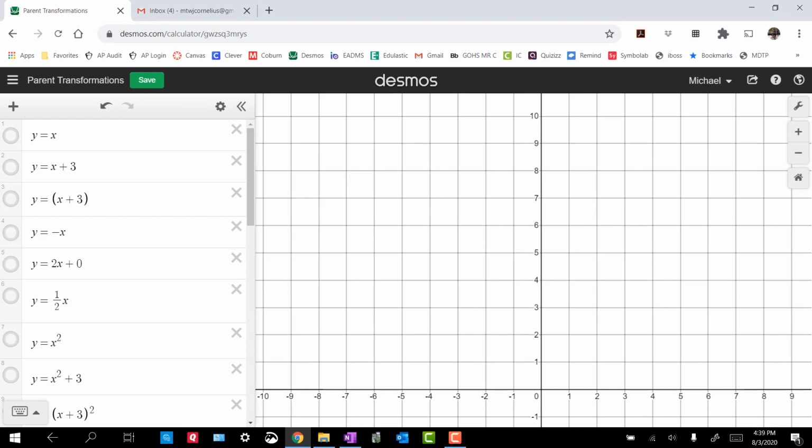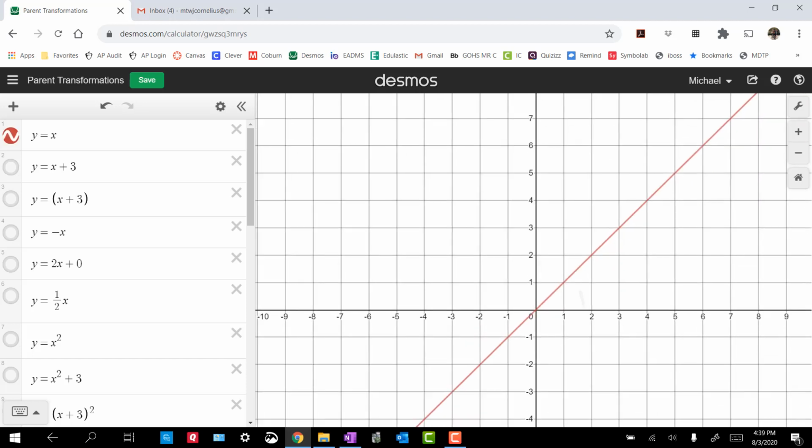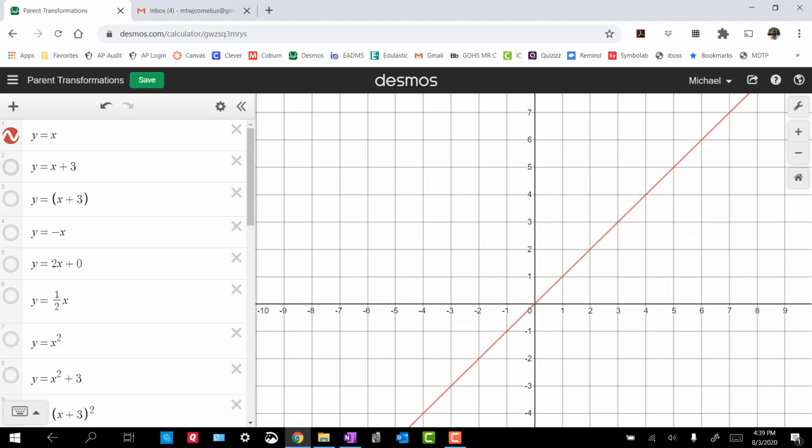All right, so here's Desmos, and I've got all my functions typed in already. So here's y equals x. There's my parent function, and here's y equals x plus 3. Those two lines are parallel, aren't they? In fact, the blue line still has a slope of up 1 over 1. Pick a point anywhere on the blue line. Up 1 over 1, up 1 over 1, up 1 over 1. It's crazy, isn't it? We still have that 1-to-1 slope on the blue line.